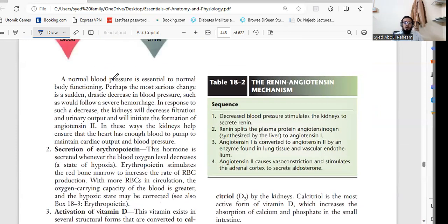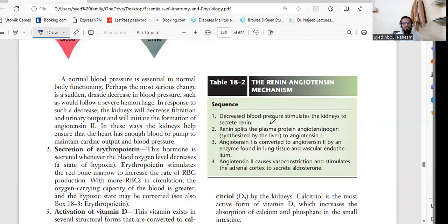A normal blood pressure is essential to normal body function. Perhaps the most serious change is a sudden, drastic decrease in blood pressure, such as follows a severe hemorrhage. The kidney will decrease filtration and urine output and will initiate the formation of angiotensin 2. In this way, the kidneys help ensure that the heart has enough blood to pump, maintaining cardiac output and blood pressure. So here, the renin-angiotensin mechanism is given.